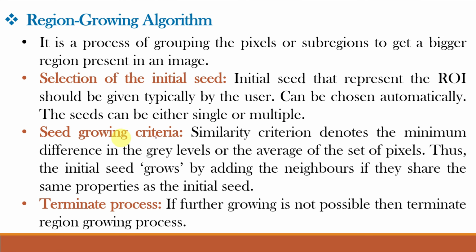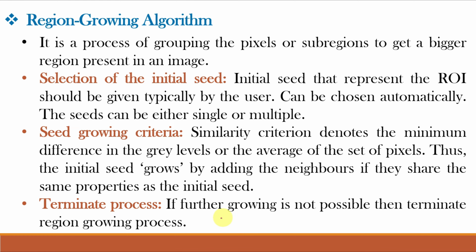The second issue is the seed growing criteria. The similarity condition denotes the minimum difference in the gray levels or the average of the set of pixels. Thus the initial seed grows by adding the neighbors if they share the same properties as the initial seed. And the last issue is the terminate process. If further growing is not possible, then terminate the region growing process.